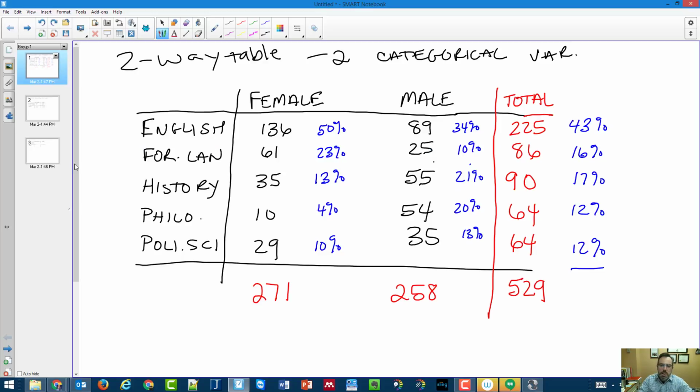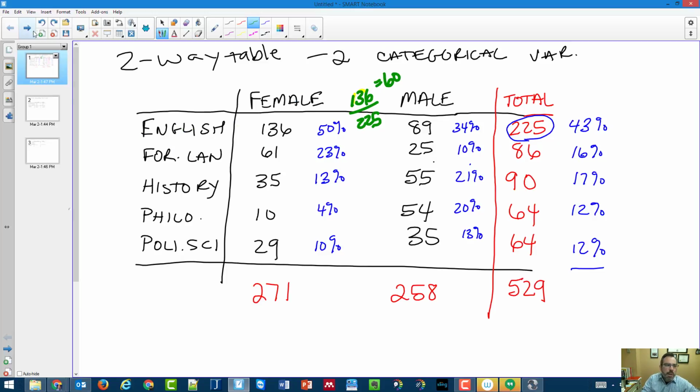We could also do conditional variables the other way and say what percent of English majors are female. That's a different condition. Basically, I would ask, how many English majors do I have? 225. What percent are female? Now I have something like this. 100. Oh, that's a bad color. Let's go with green. 136 out of 225. I end up with 60% of English majors are female.